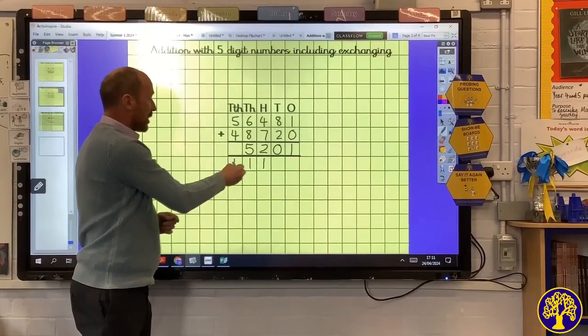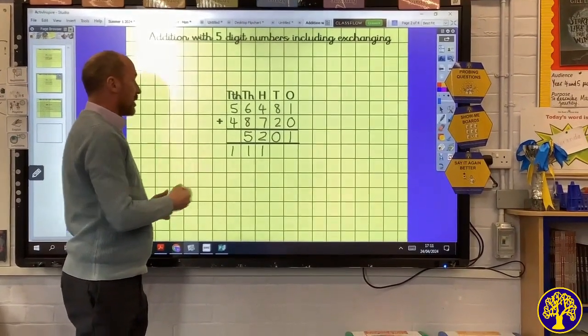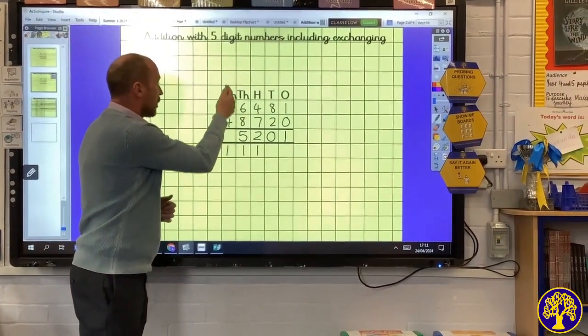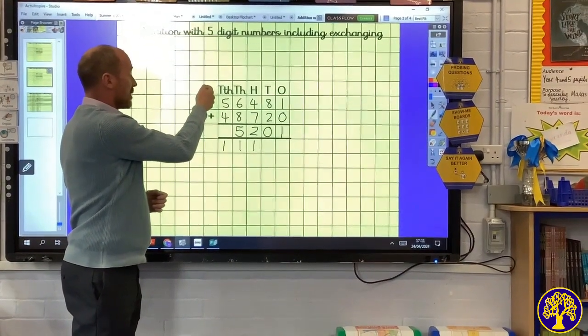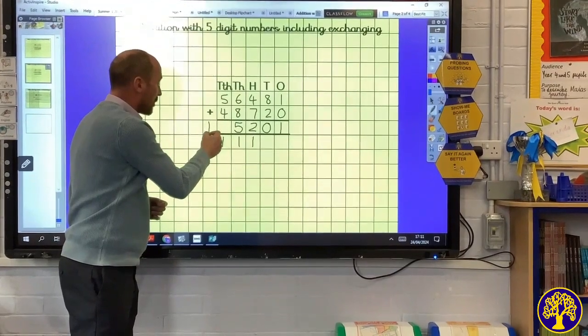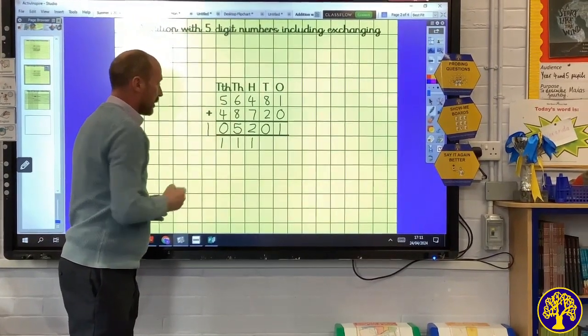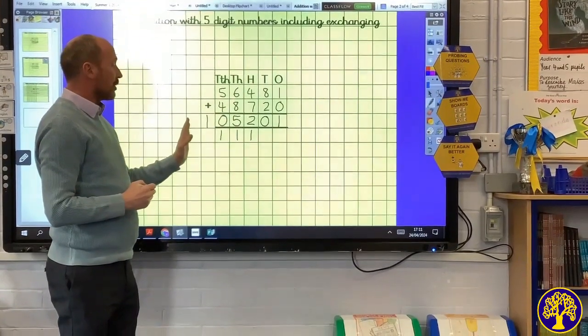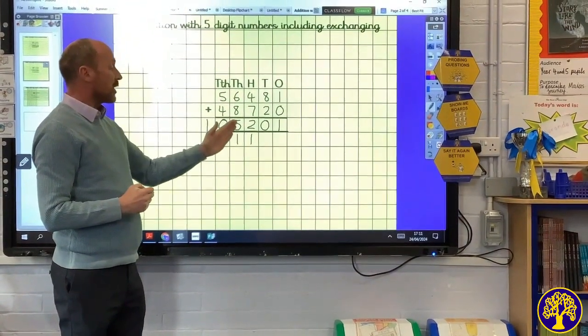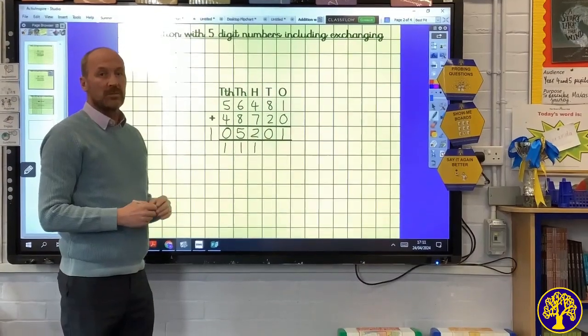Then I can complete the calculation by saying, well, 50,000 and 40,000 is 90,000, and the extra one is 100,000. So because I've got another column, which is hundreds of thousands, I can add 100,000. I have no more calculations to do, so my answer is 105,201.